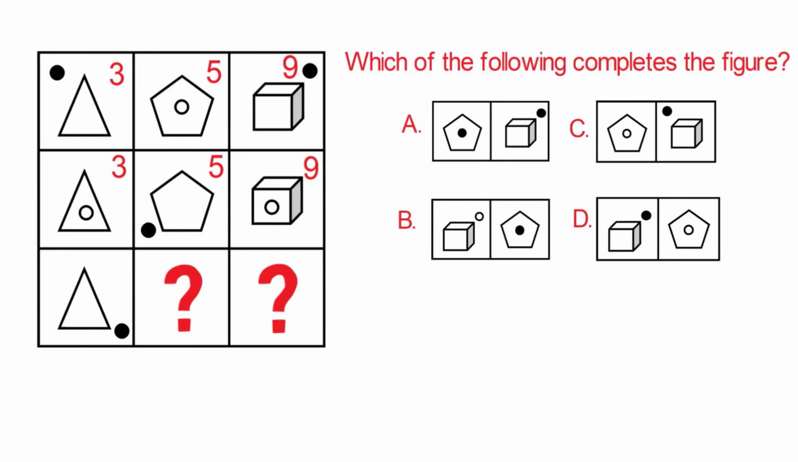Let me clarify. Triangle has 3 lines, pentagon has 5 lines, and cube has 9 lines. Second pattern is that the small circle inside the shape alternately rotates from being inside the shape to being outside of the shape. And then the last but not the least pattern is that the black circle outside of the shape also changes its location.